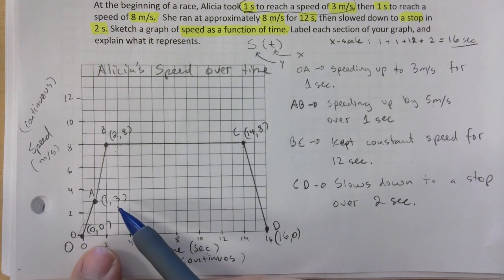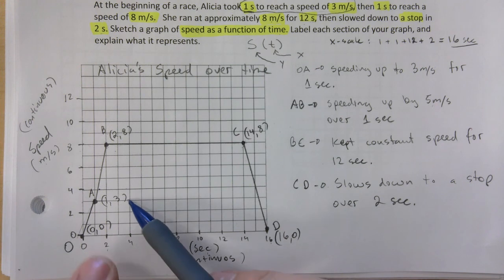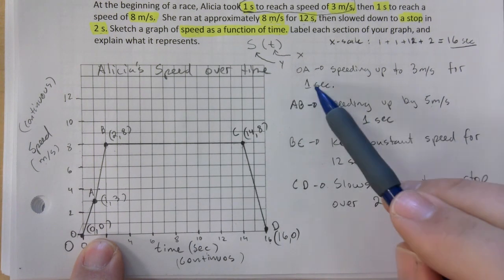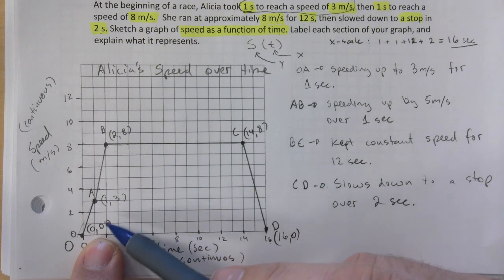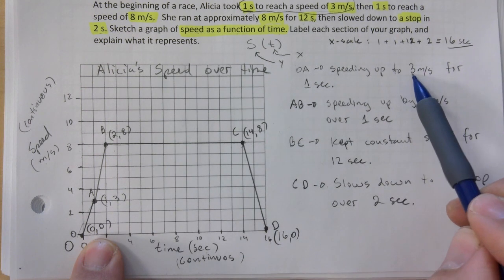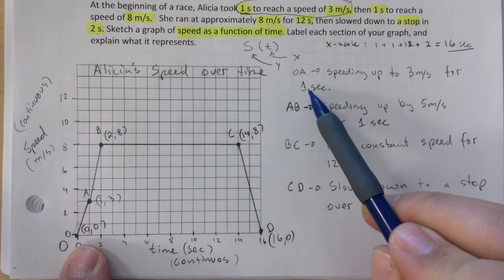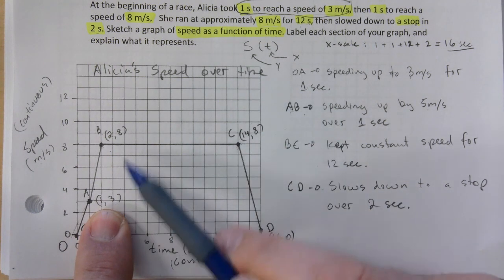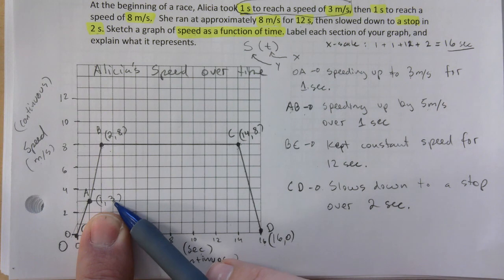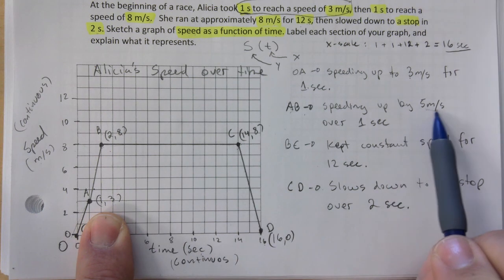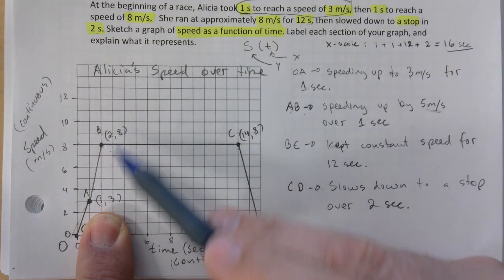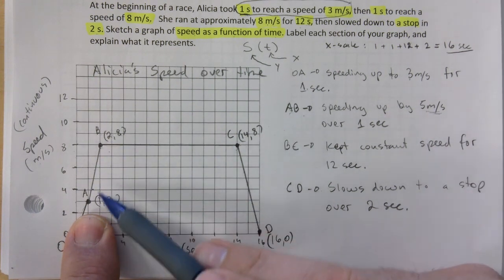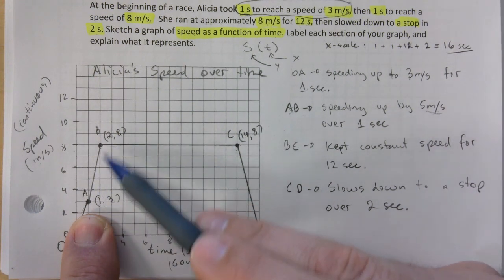And notice what I want you to catch from this. 3 meters per second for 1 second. If you go 3 minus 0, you get the 3, right? 1 minus 0, you get the 1 second. Now focus between A to B. 8 minus 3, that's 5 meters per second, right? Your y changed by 5 and your x changed by 1. You can tell that as well.